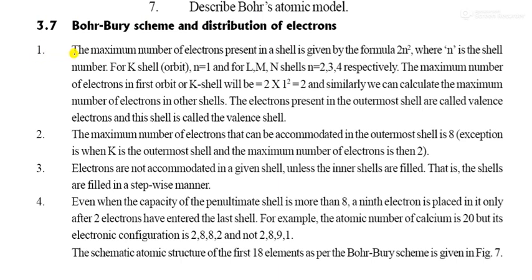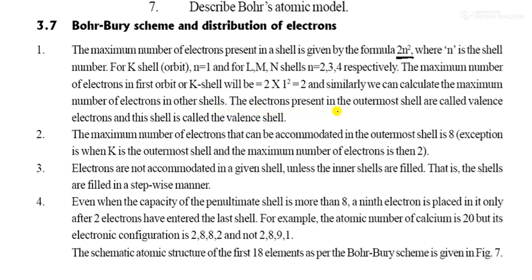The first point of the Bohr-Bury scheme: the maximum number of electrons present in a shell is given by the formula 2n square. Always remember, it is the formula for distributing electrons in various orbits, where n is the shell number. For K, n is equal to 1; for L, M, N shells, n is equal to 2, 3, 4 respectively. The maximum number of electrons in the first orbit, the K shell, will be 2 into 1 square, that is 2. Similarly, we can calculate the maximum number of electrons in other shells.